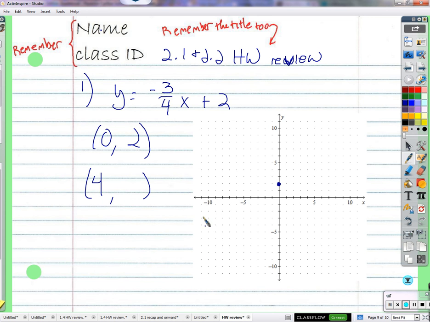It equals negative 1, right? I know that I'm going to cancel out the 4s, and I'm going to get a minus 3. So I'm going to go over to 4 for x, and I'm just going to have to move down 3. Every time I move right over 4, I move down 3. If you do the math, negative 3 plus 2 is negative 1.